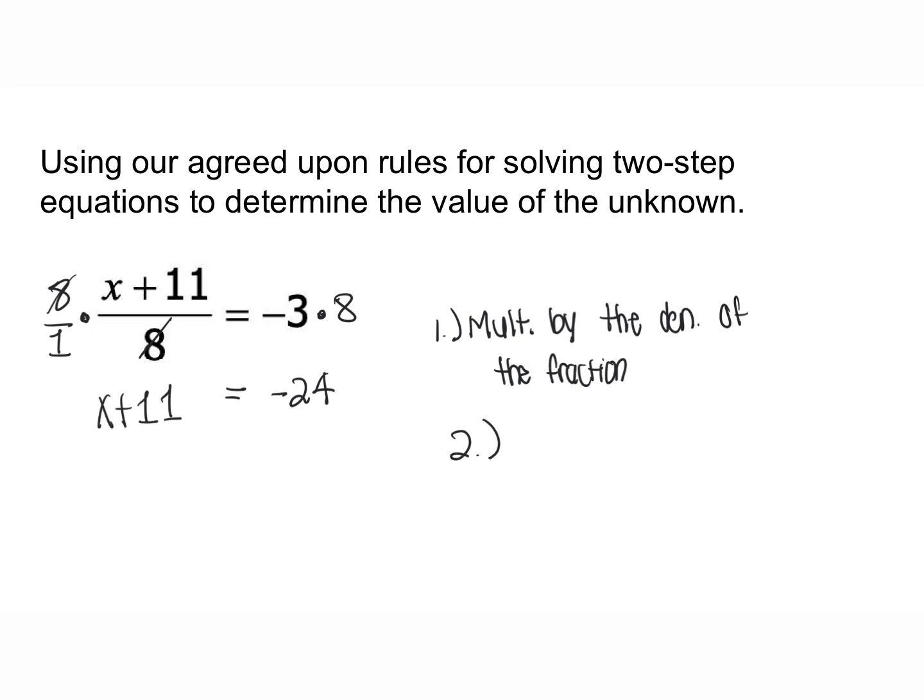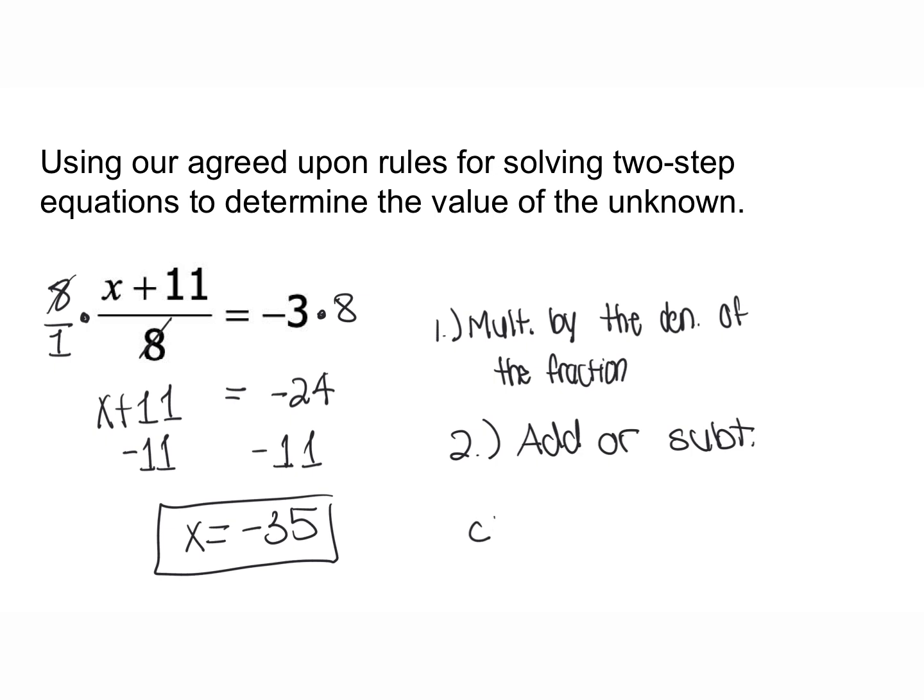So the second thing we're going to do is add or subtract here. So it's kind of opposite because we have this fraction bar. So we're going to minus 11. And we get x equals negative 35.